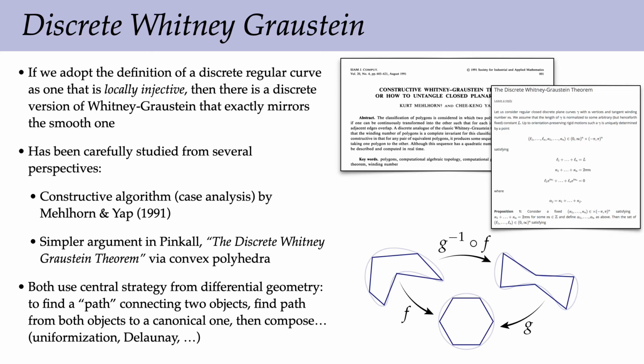is to, if you want to find a path that connects two distinct objects, one way to do it is to map them both first to the same canonical object. Right? So rather than trying to directly deform the polygon on the left into the polygon on the right, which might be hard, I can do something maybe easier, which is deform the polygon on the left into a regular hexagon and the polygon on the right into a regular hexagon, and then I just compose those deformations. I go from the left to the hexagon to the right.